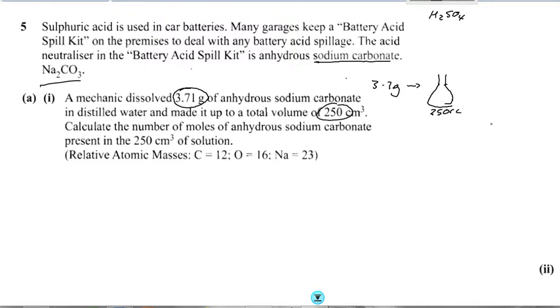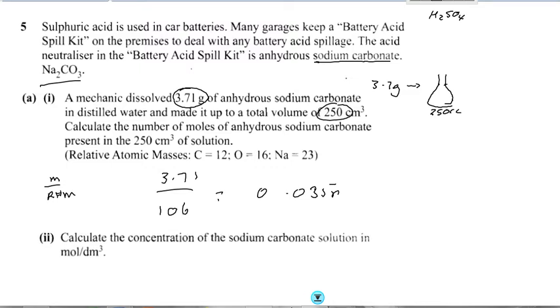Calculate the number of moles of anhydrous sodium carbonate present in the 250. Well, that's pretty simple. Moles is very simply equal to mass divided by the RFM of it. The RFM of sodium carbonate is 106. So you're simply doing here 3.71 divided by 106. So 3.71 over 106 gives me 0.035 moles of the sodium carbonate in there.